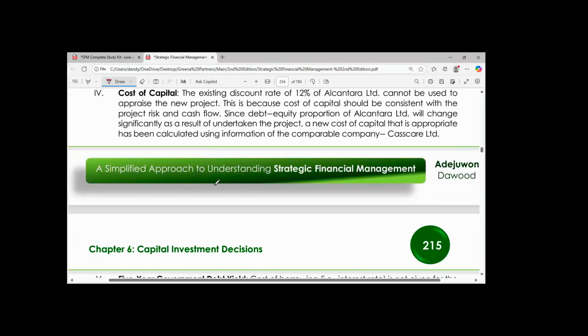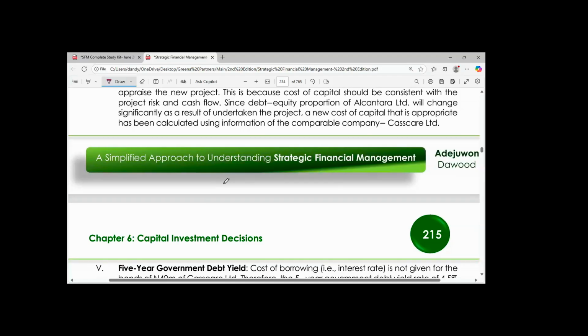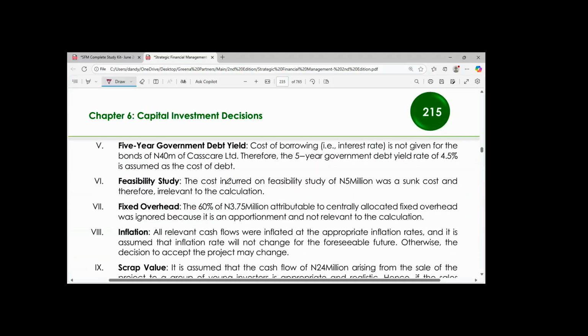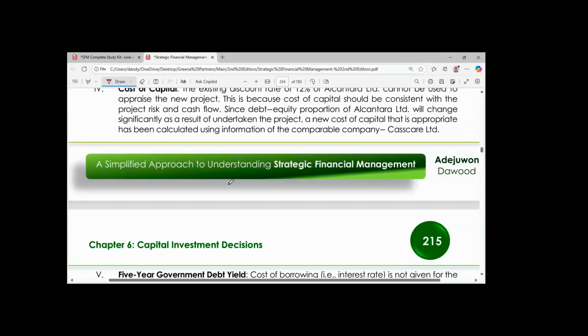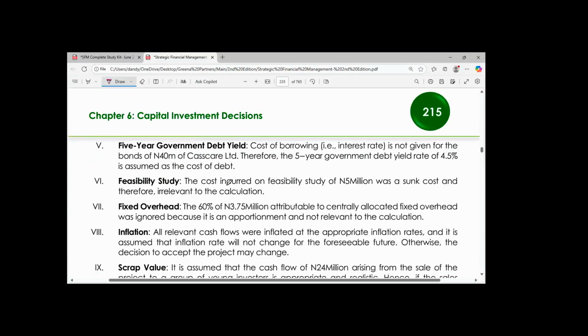Therefore, the cost of capital we have computed, which is 10%, is assumed to be appropriate and consistent with the risk associated with this project. Then number five is the 5-year government debt yield.